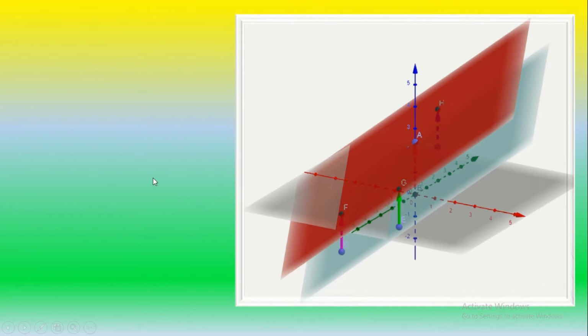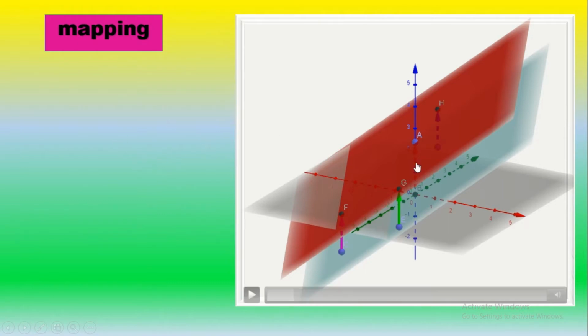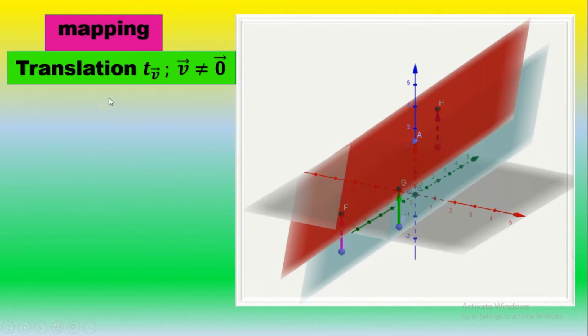Well, what is this translation? Translation is a mapping that is applied to all the points of this plane. We say here we have a rigid translation since the whole plane moved from its place. Note something. The translation is under a translation vector V, which is different from 0. Here it's the vector VA.